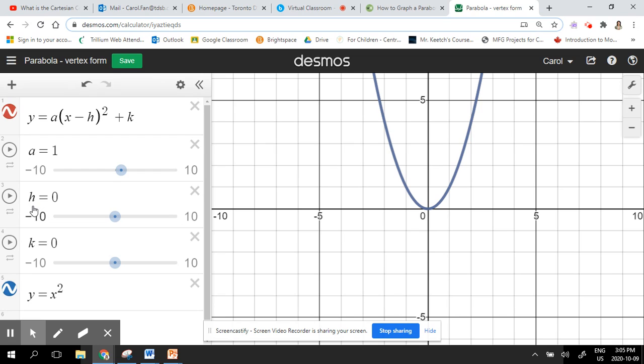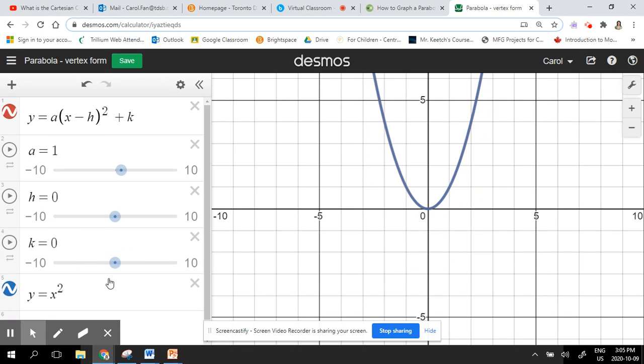Then we looked at the role of H. When H was a positive number, the parabola moved in the right direction. If we had a negative value of H, the parabola moved to the left. Then we looked at our K. When we had a positive K value, our parabola moved up. When we had a negative value of K, the parabola moved down.